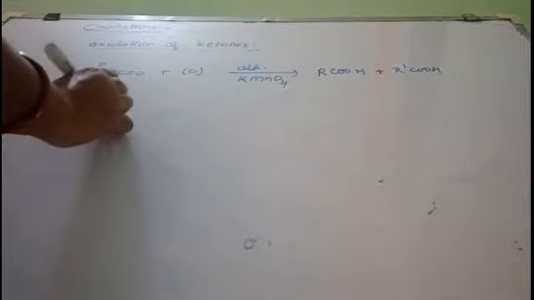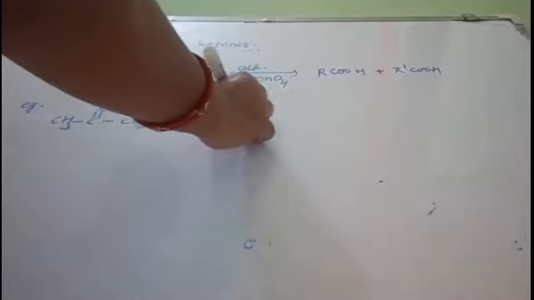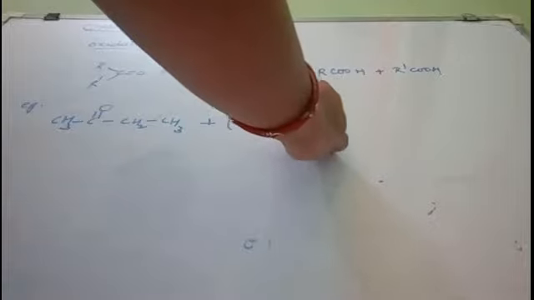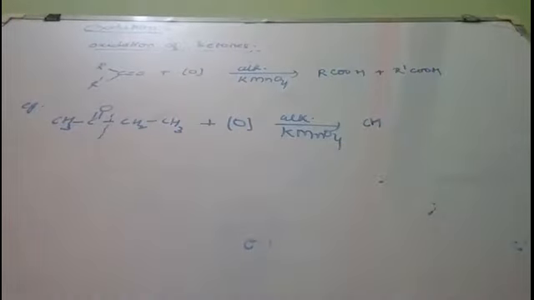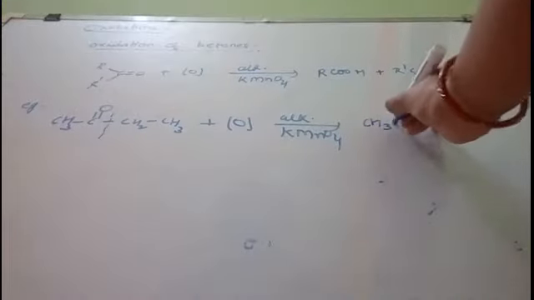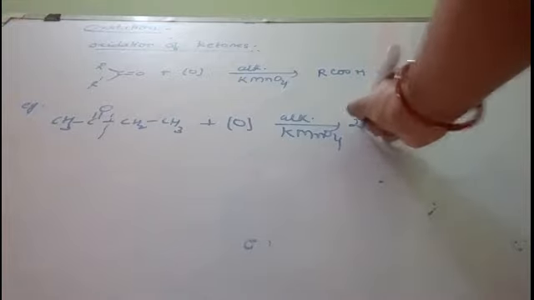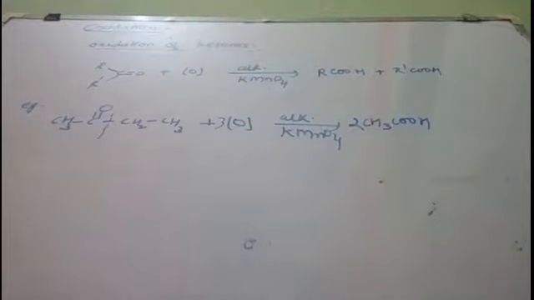Suppose we have here butanone, and when it is oxidized, we will get, see, the C-C bond will also be broken. I have told you that in ketones the C-C bond is broken. So here the C-C bond will be broken and we will get 2 moles of ethanoic acid. Here we require 3 O.